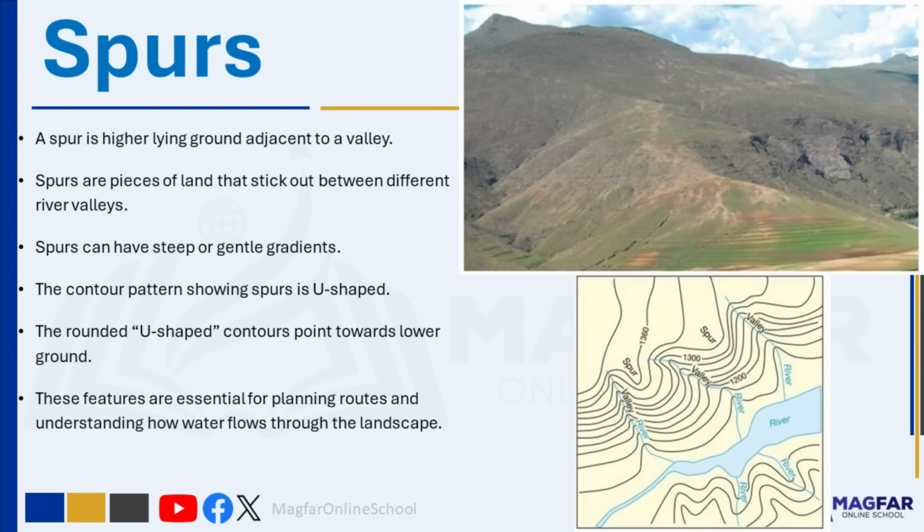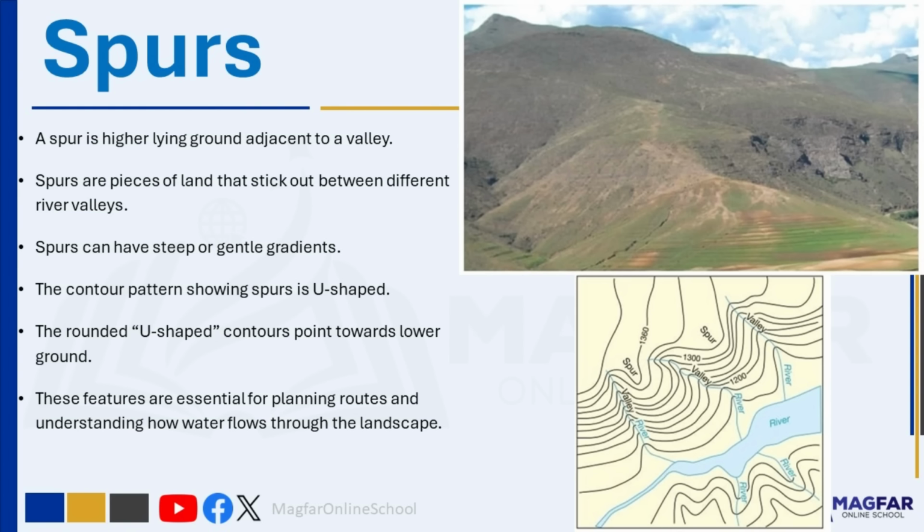The spur is the higher lying ground adjacent to the valley. Spurs are pieces of land that stick out between different river valleys. Spurs can have steep or gentle gradients. The contour pattern showing spurs is U-shaped.